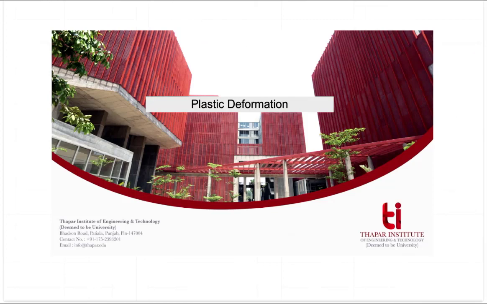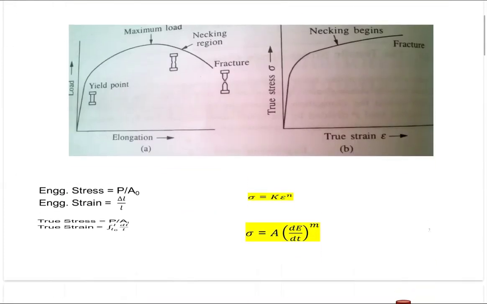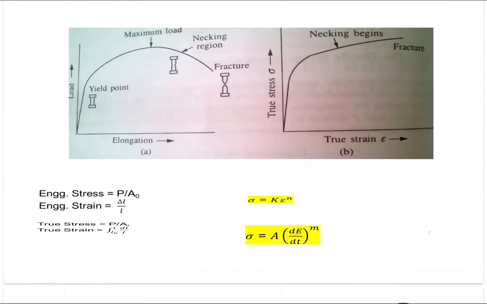We have discussed elastic deformation. We also discussed anelastic deformation, which is time dependent recoverable deformation. Now today we will discuss plastic deformation, which is time independent non-recoverable deformation. To understand this plastic deformation, let's consider again the stress strain curve of a metallic specimen.